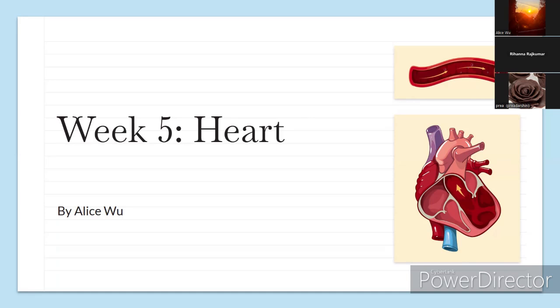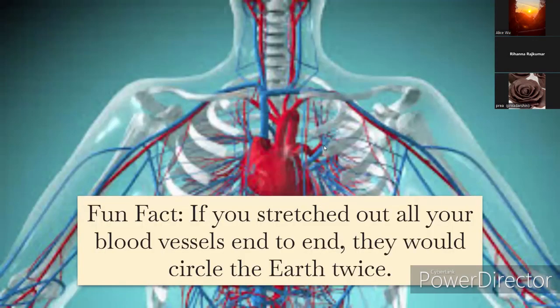So today we're going to be talking about the heart circulatory system and some of the diseases that can occur. I just want to start up the lesson with a quick fun fact. If you stretched out all your blood vessels end to end, they would be able to circle the earth at least twice. Our blood vessels are just one component of the cardiovascular system, which is the topic for today.